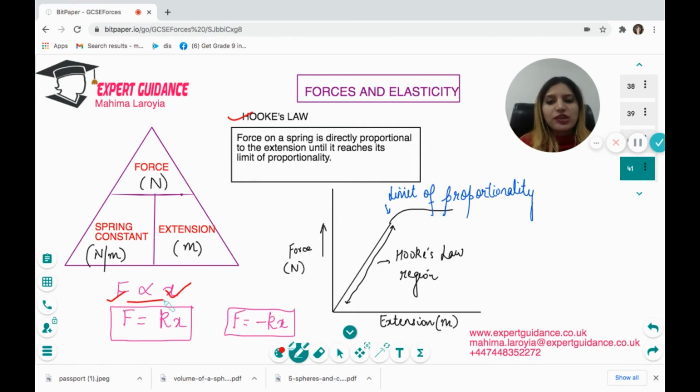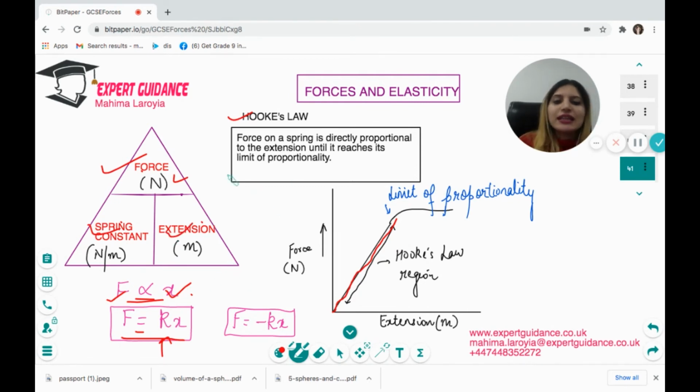So we can write this expression as force is directly proportional to x. And to convert the proportionality sign into an equal sign, we can introduce a k, which is the spring constant. So that becomes force equals kx, which means as we increase the force, the extension is increasing, and this is the graph which shows a spring obeying Hooke's law. And we can use this triangle, force is equal to k times e, where force is given in newtons, the spring constant is given in newtons per meter, and extension is in meters.